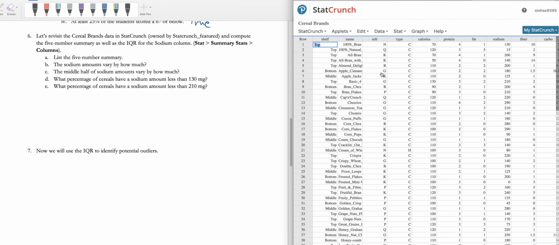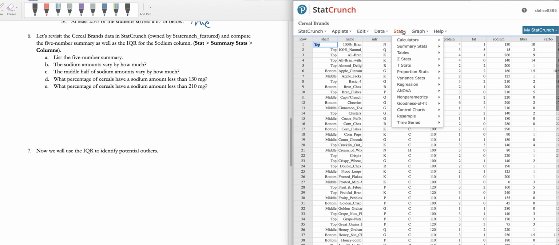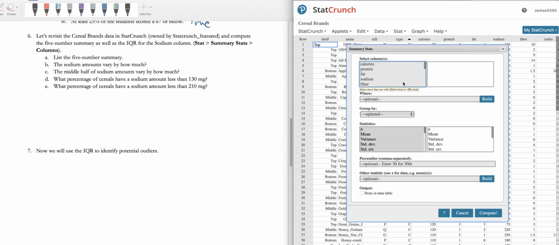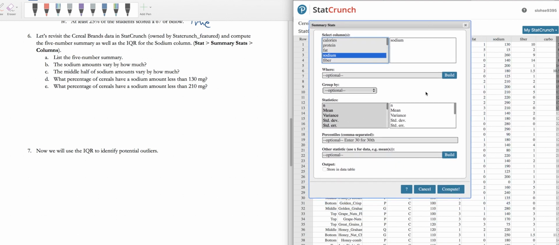All right, so to get this 5-number summary, it actually comes from exactly the same place that our measures of center did. So we're going to click on Stat, pick Summary Stats, and then Columns. This question says we're going to focus on sodium, so I'm going to click on the sodium column. Now, down here for the statistics, you can click on these values in any order, but I really like to have them come out in the order of my 5-number summary. So that's what I'm going to demonstrate here.